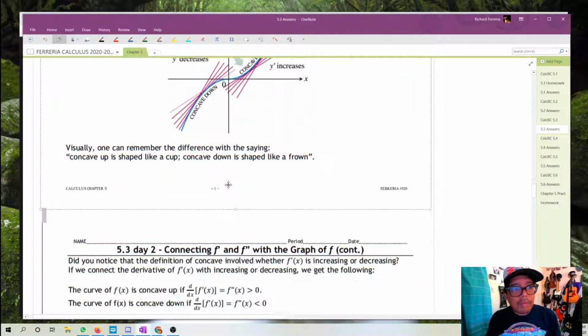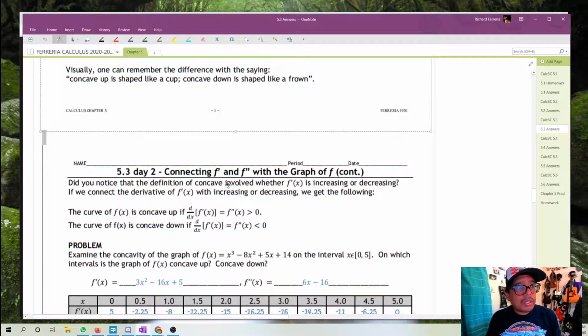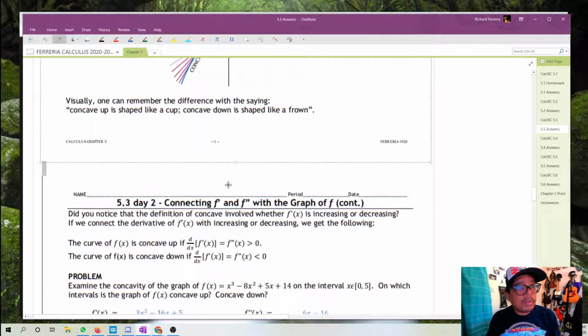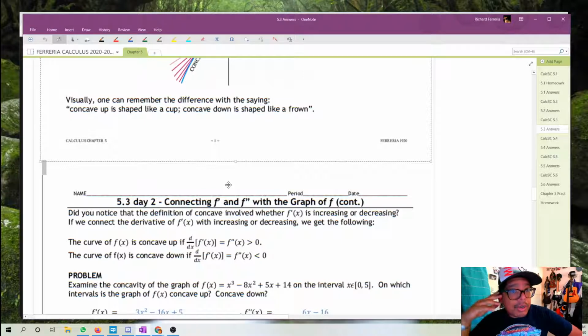Moving on with that, from all of those definitions, did you notice that concave up is about whether f prime is increasing or decreasing? So the curve is concave up if the derivative of f prime, which would be the change in the slope, is positive, meaning that the slope is increasing. And concave down would be if the derivative of the slope is negative. And so that's why we have f double prime greater than 0 means concave up. f double prime less than 0 means concave down.